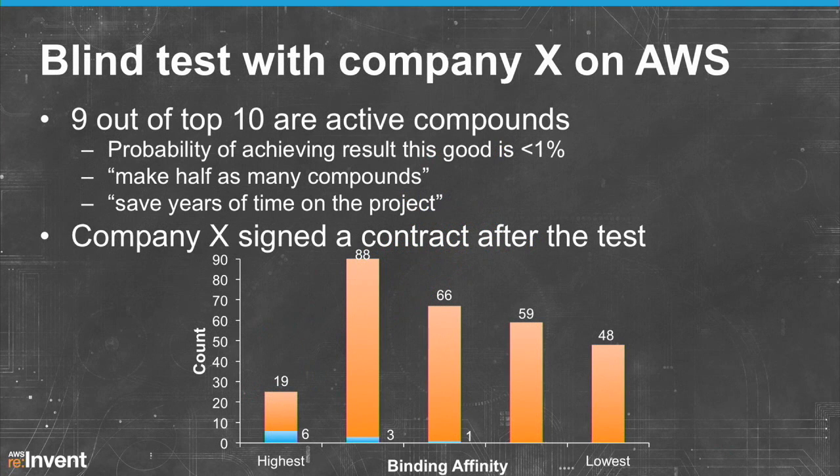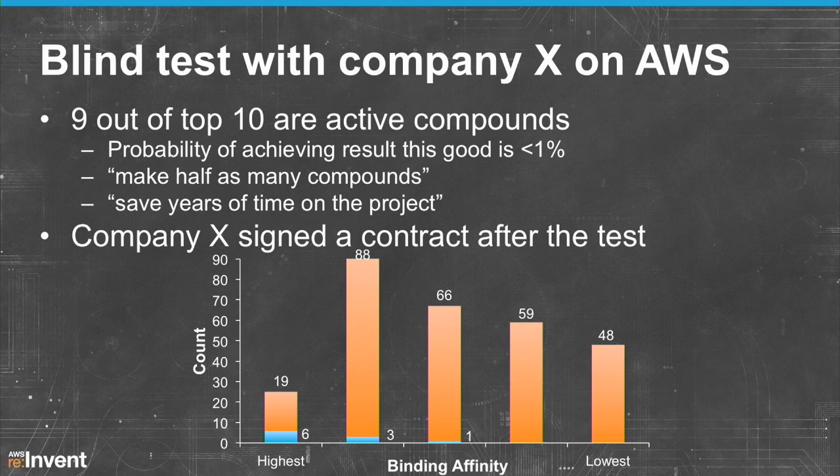When company X heard about the cutting-edge technology we have, they reached out to us because some of the people in their organization still have some skepticism about the technology. So they asked us to do a blind test. They gave us about 300 compounds, with no experimental data in advance. And those compounds were already filtered by their best in-house technology.